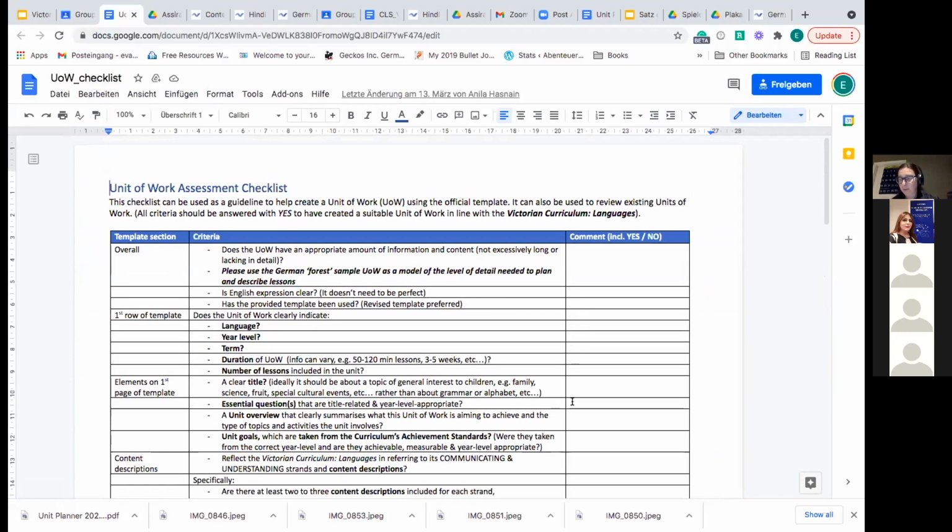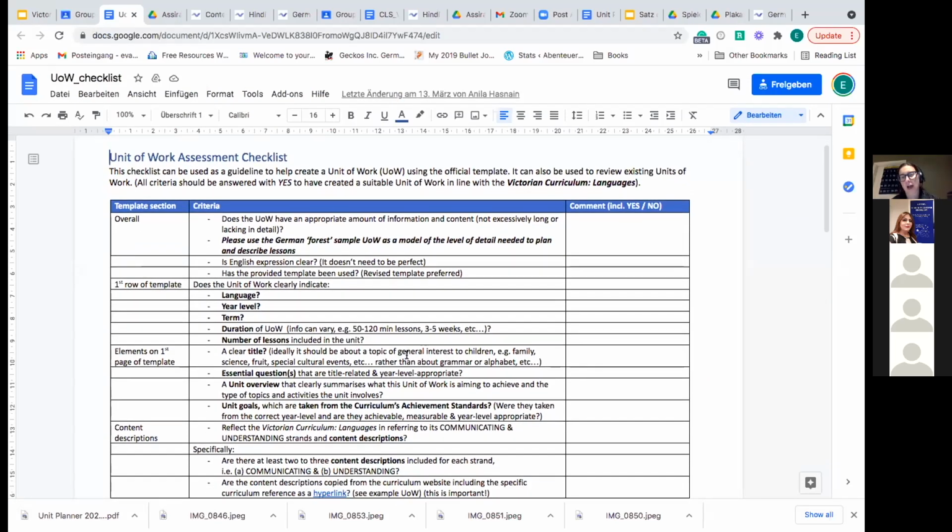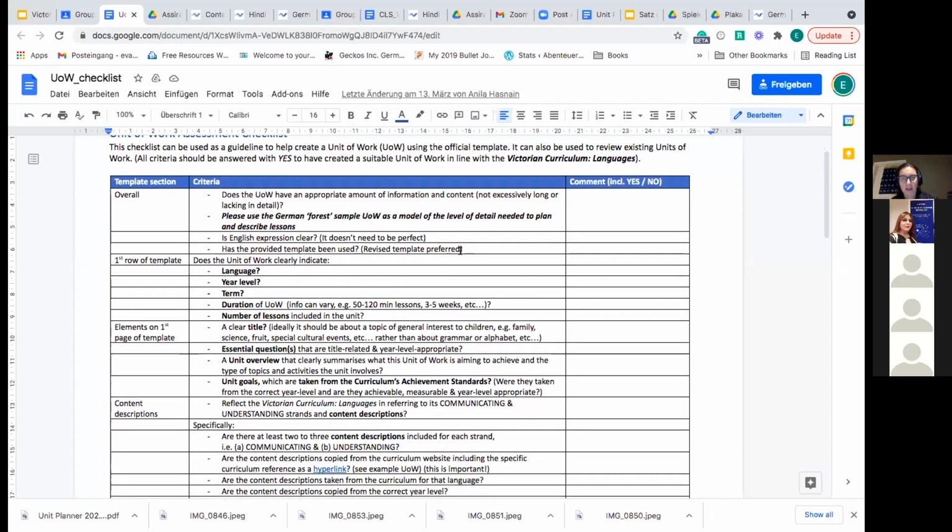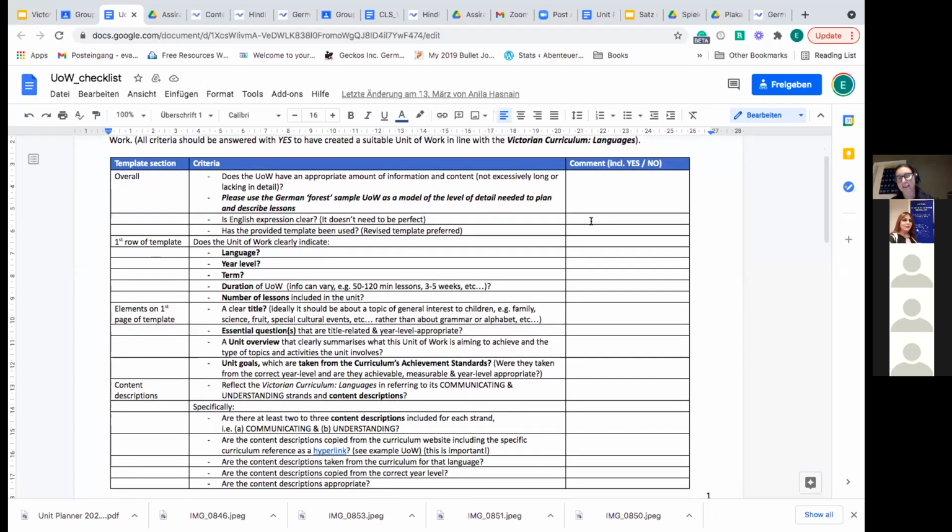So really important information, and please go through the checklist as you draft your unit of work. And all the trainers are using this checklist as well. So when we get your units of work to give you feedback, we have the list next to us and we go through it step by step and see if you ticked all the boxes, because these are the things the department will look for.